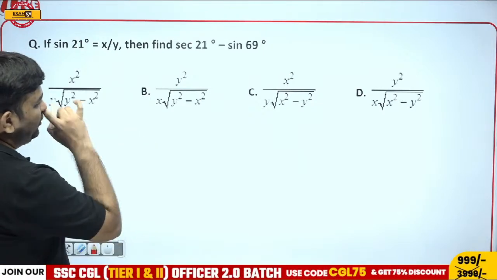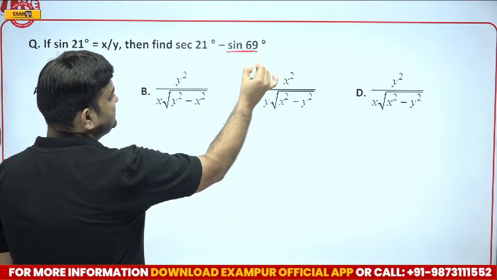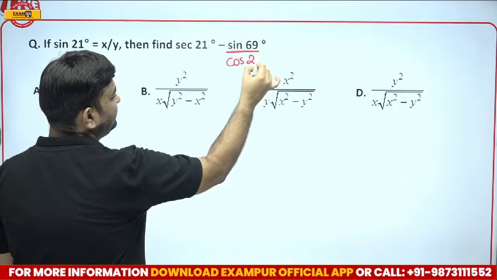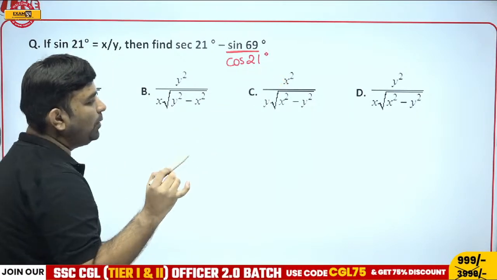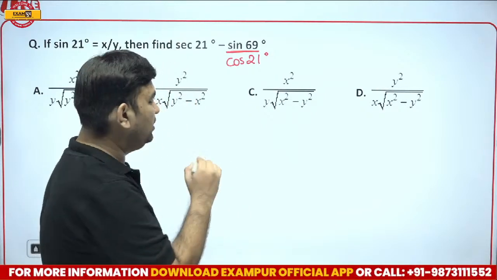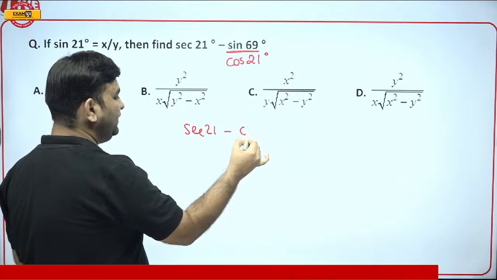Sin 21 is x upon y. Sin 69 can be written as cos 21, so the complete problem becomes sec 21 minus cos 21.